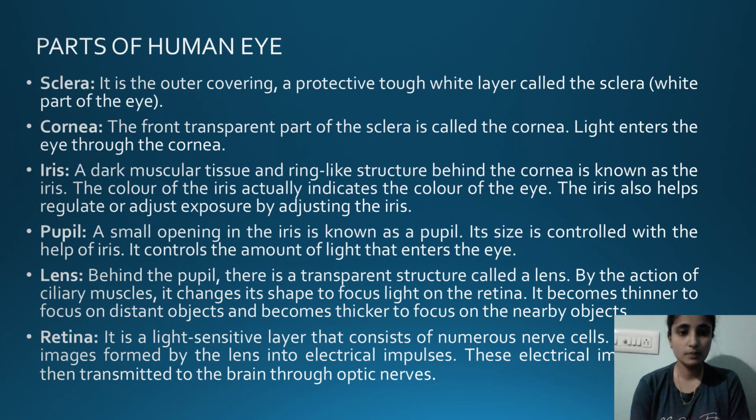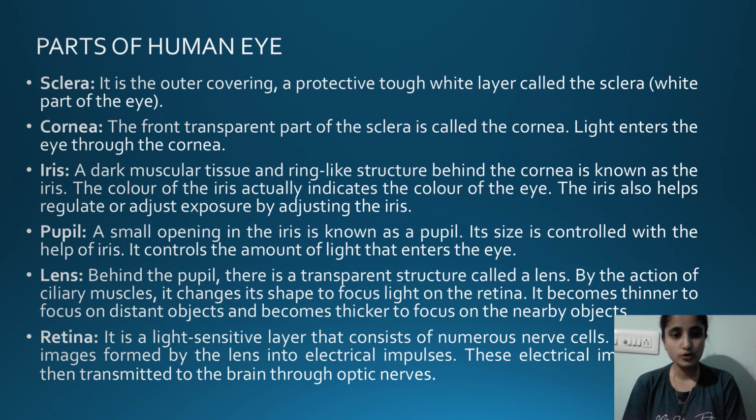Next we move on to the parts of the human eye and their functions. Sclera: it is the outer covering, a protective tough white layer called the sclera, also known as the white part of the eye. Cornea: the front transparent part of the sclera is called the cornea. Light enters the eye through the cornea. Iris: a dark muscular tissue and ring-like structure behind the cornea is known as the iris. The color of the iris actually indicates the color of the eye.